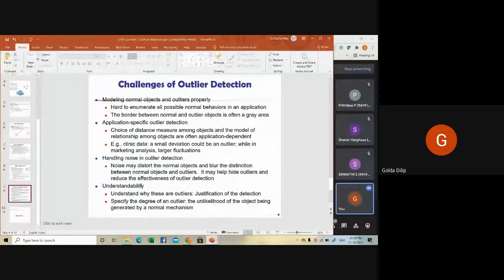So that's also a tough thing. These are the challenges involved in outlier detection: modeling the normal objects, application-specific outlier detection, handling the noise, and understandability.